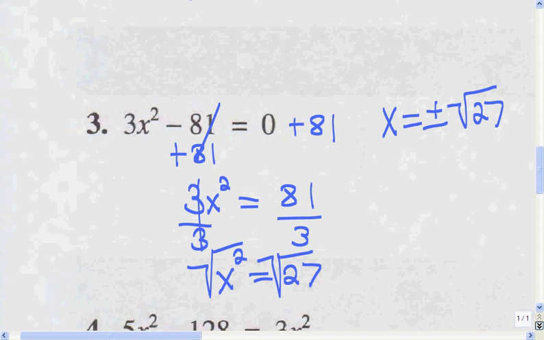4 times 4 is 16. 5 times 5 is 25. 6 times 6 is 36. There's no square root or perfect square root to 27, so I just leave it under the radical.